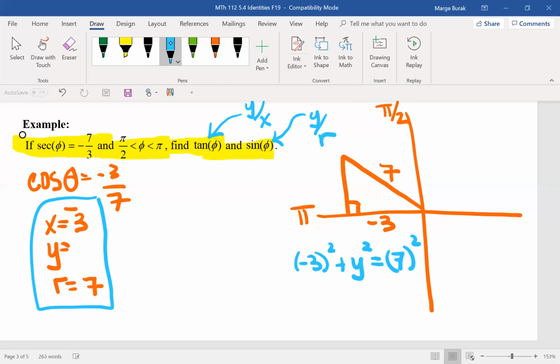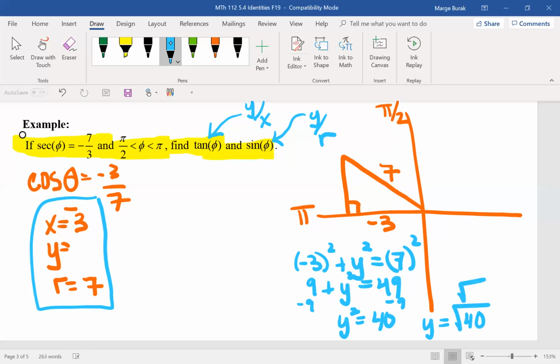to do our negative 3 squared plus y squared equals 7 squared. Subtract the 9, and we get y squared equals 40. So square rooting that, y is going to be the square root of 40. We're going to take the positive because it's in quadrant 2. And I'm going to simplify that as the square root of 4 times the square root of 10, or 2 times the square root of 10. Okay, so I'm going to put that on my diagram. Now I can just find the tangent.